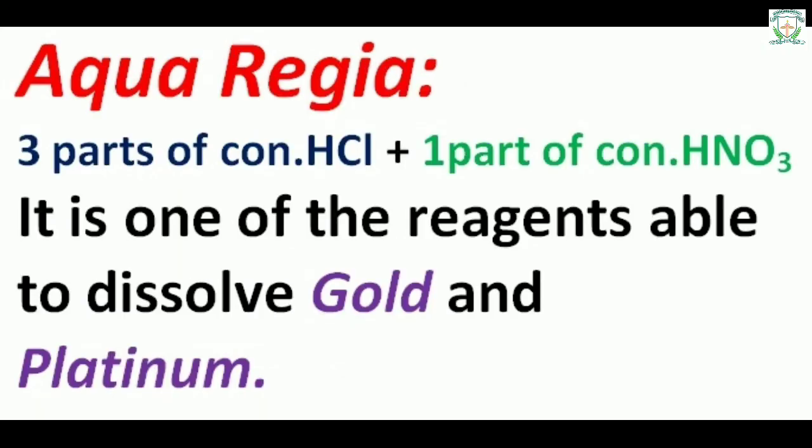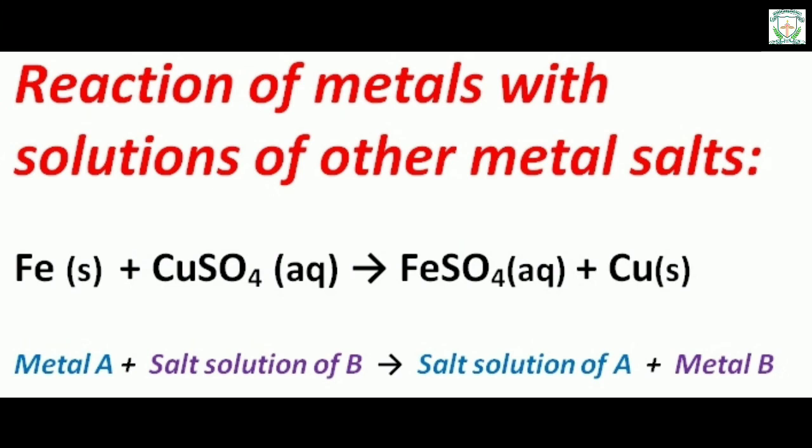Next, metals like gold and platinum do not react with these acids. We need to find something else. That is aqua regia. It is a mixture of 3 parts concentrated hydrochloric acid and 1 part concentrated nitric acid. It actually dissolves gold and platinum. Children, next we will see that metals react with solutions of other metal salts.